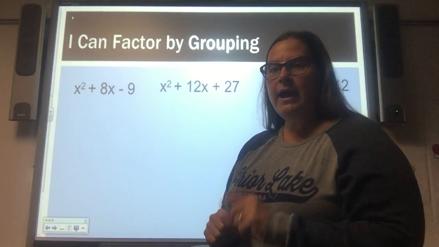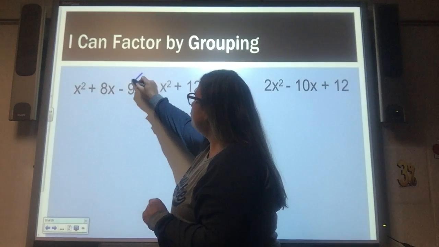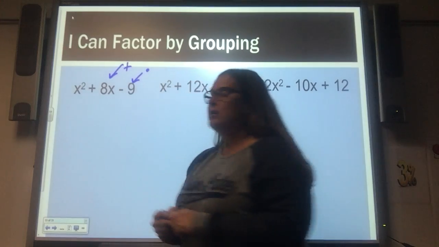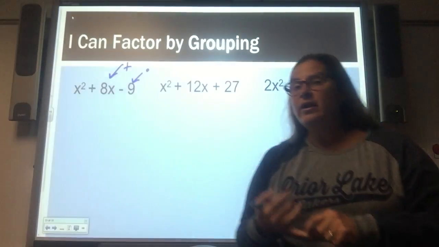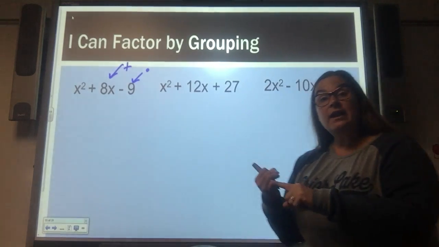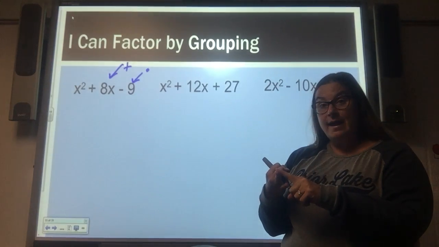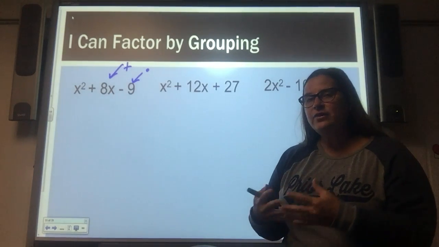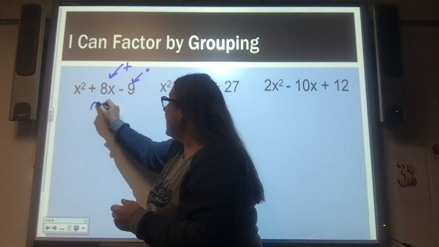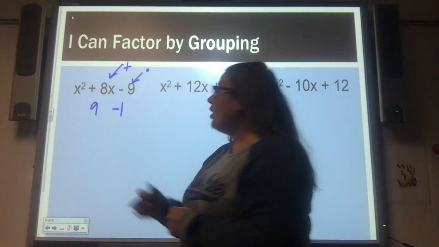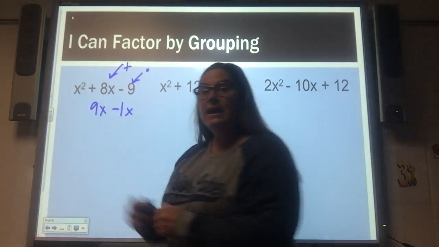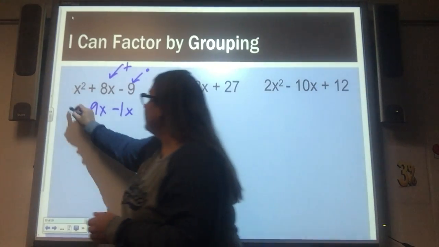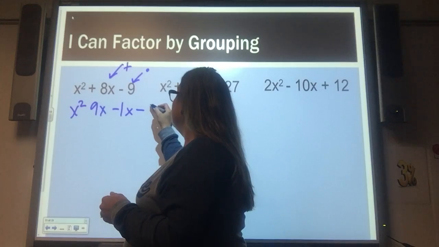What I'm looking for in my terms here is I want to find two numbers multiplied together that give me -9 and added together that give me 8. All right, so the terms that multiplied together give me -9 are -9 and 1, -1 and 9, and -3 and 3. And of those three, the two that added together give me +8 are going to be 9 and -1. And so instead of writing 8x, I'm changing it into 9x minus 1x. And then I'm going to bring down the x squared and bring down the 9.